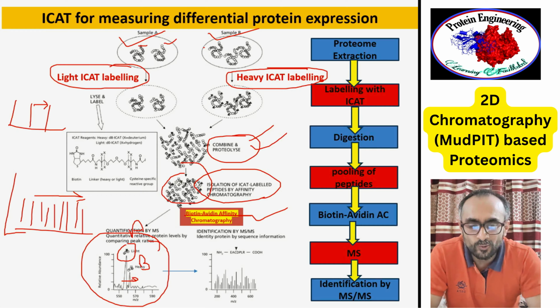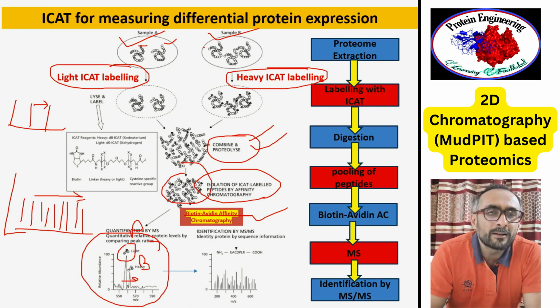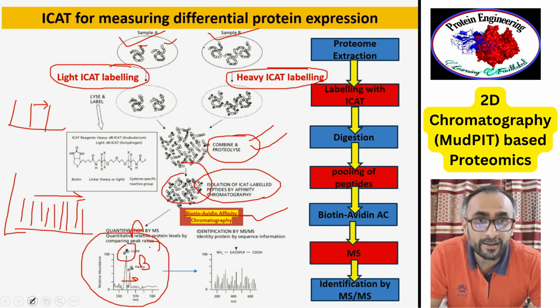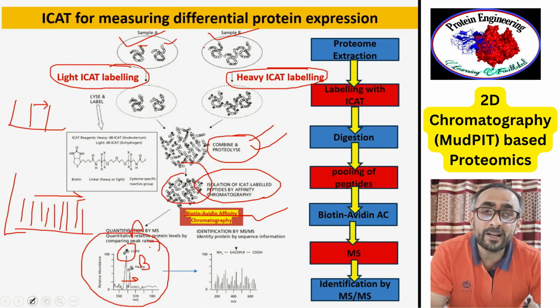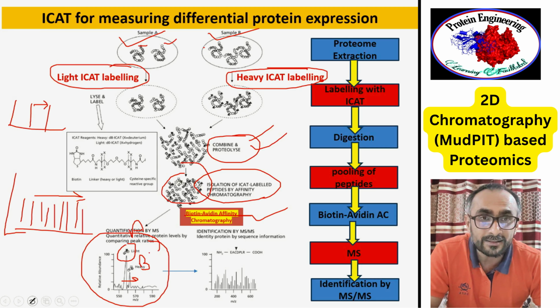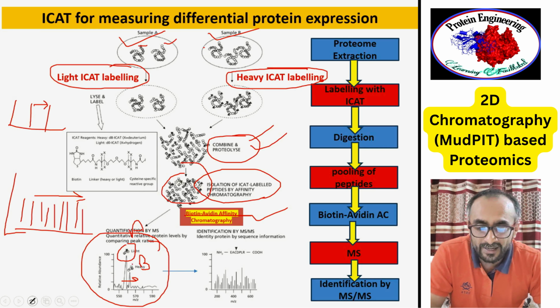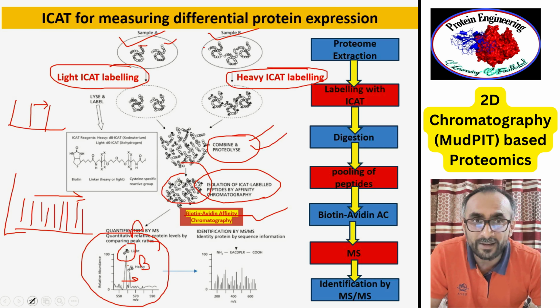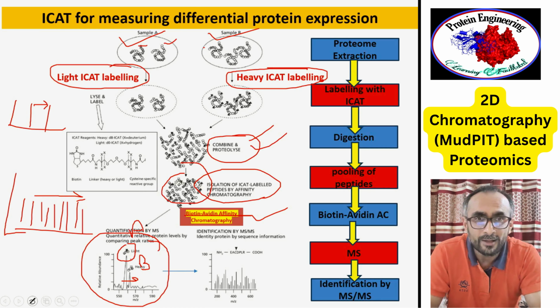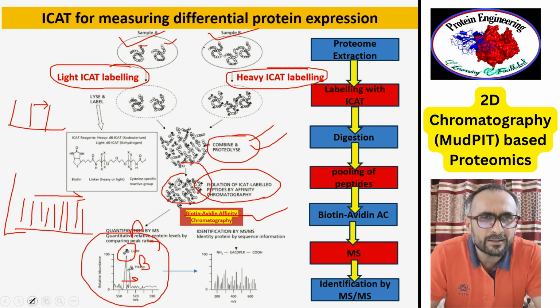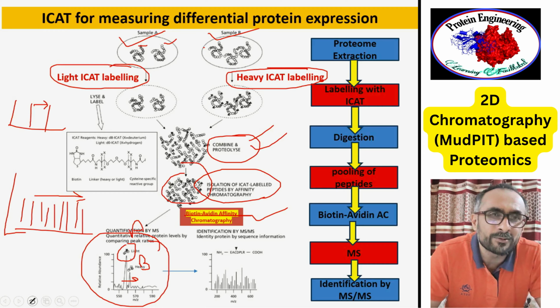That simply means these two peaks are coming from the same peptide from sample A and sample B. In sample A, the peak area is high. It means in sample A, this peptide is present in high concentration in comparison to sample B. So this is a very remarkable information, that you know that this peptide is overexpressed in sample A. Simply, the protein from which the peptide is coming is overexpressed in sample A in comparison to sample B.